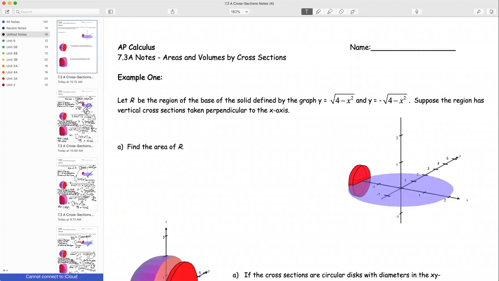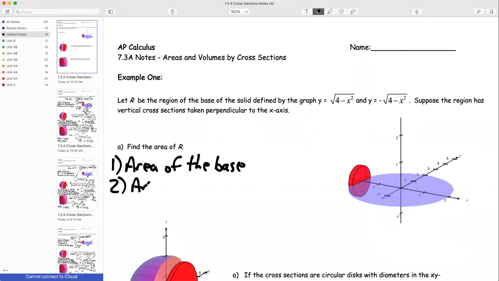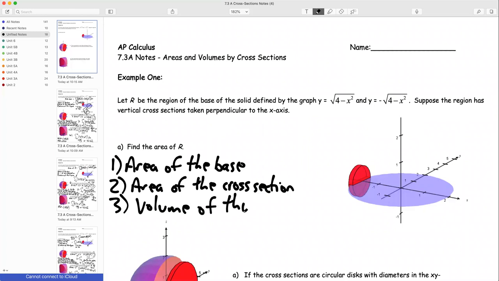There are probably three different things that you might be asked to do. So I'm going to write those down first. Okay, first thing, you might be asked to find the area of the base. Second thing, we will need to find the area of the cross section. And the third thing is the volume of the figure.